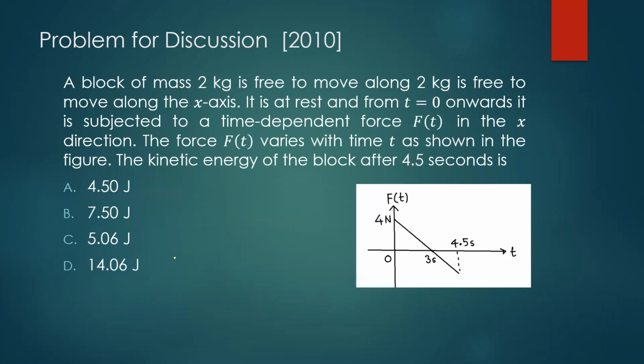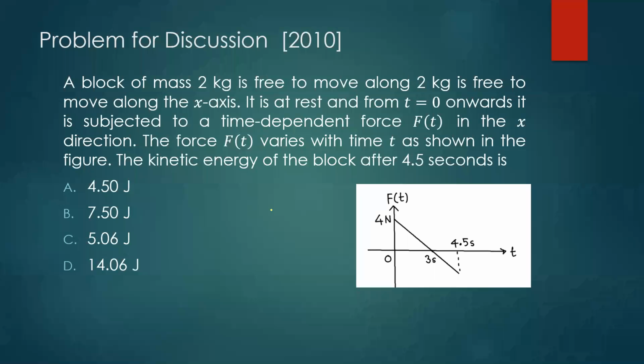Okay, so now try this problem. In this problem, we're asked to find the kinetic energy of the block after 4.5 seconds by looking at this F-t graph. Again, the idea is I can take kinetic energy as p square by 2m. Now, initial kinetic energy is anyway 0 because the block starts from rest.